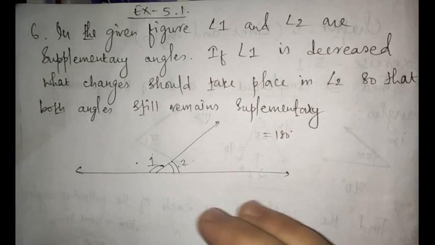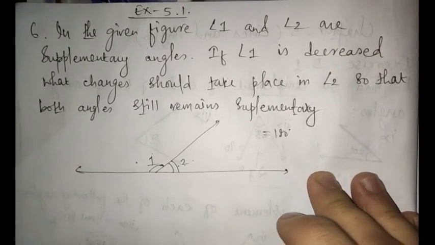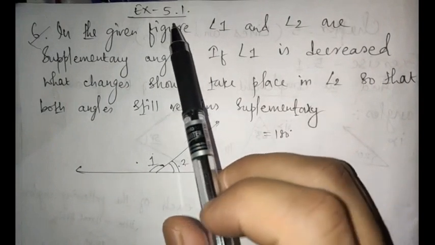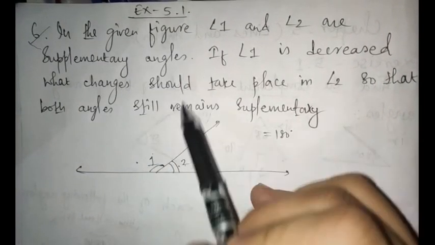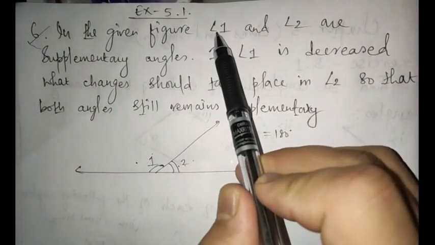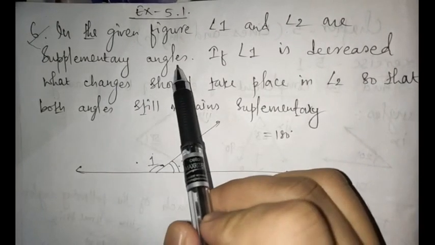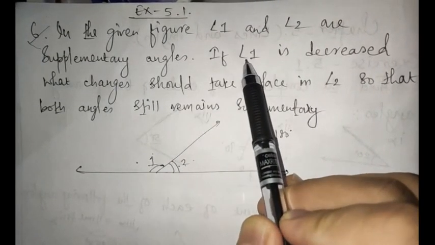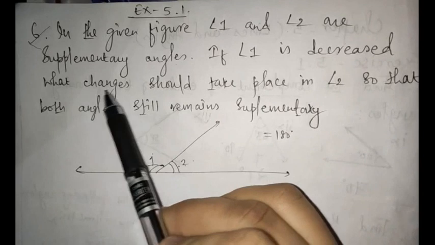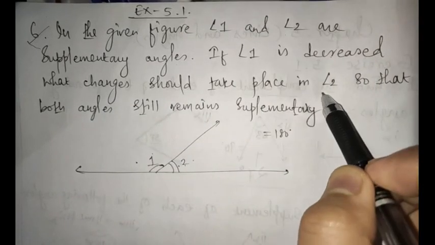So students, here we have question number 6 from exercise 5.1. The question states that in the given figure, angle 1 and angle 2 are supplementary angles. If angle 1 is decreased, what changes should take place in angle 2 so that both angles still remain supplementary?